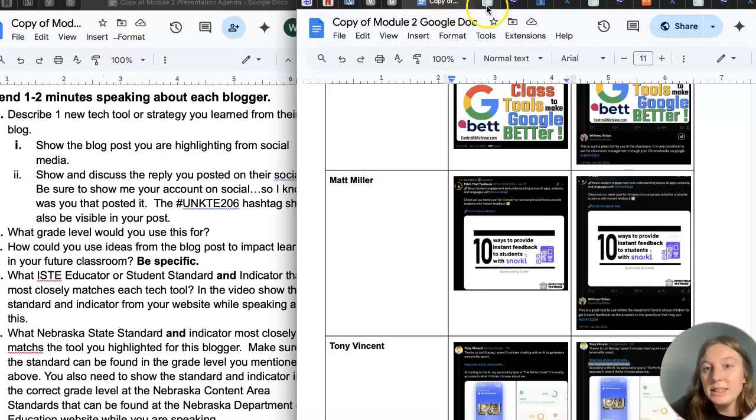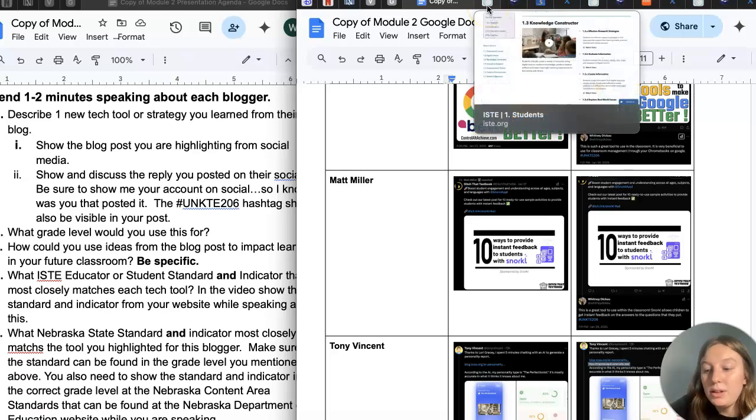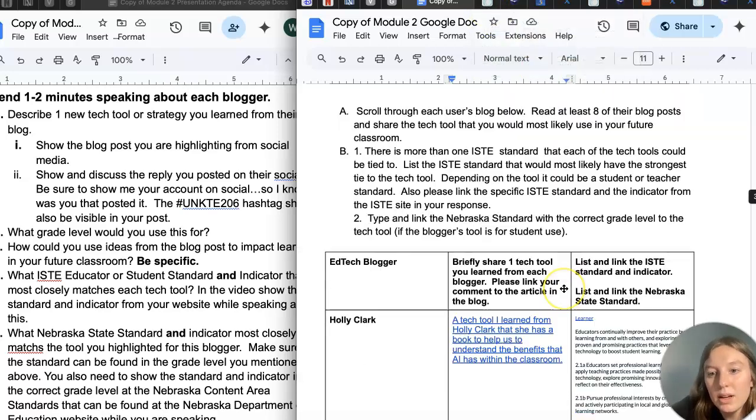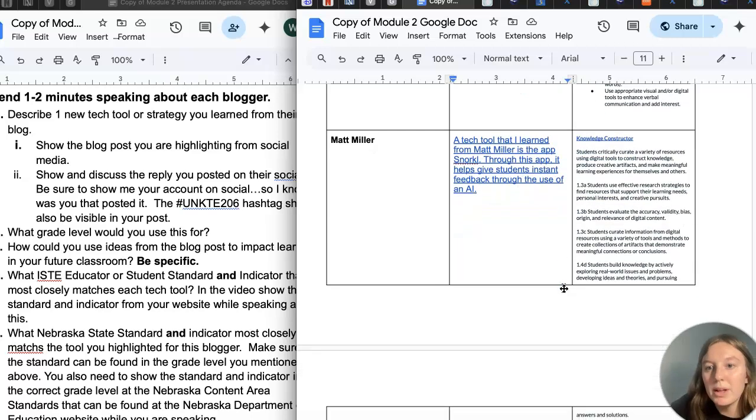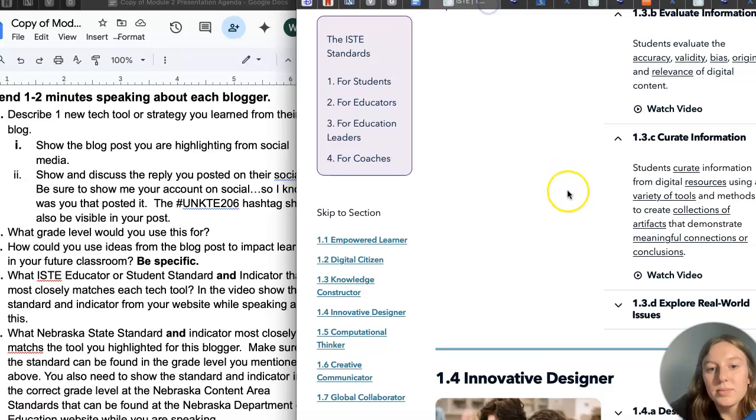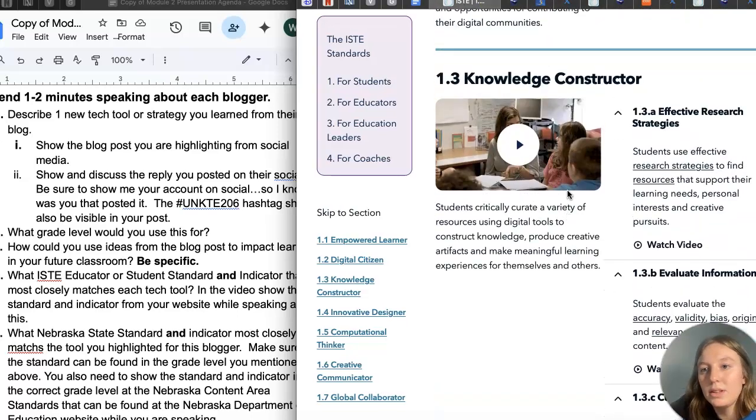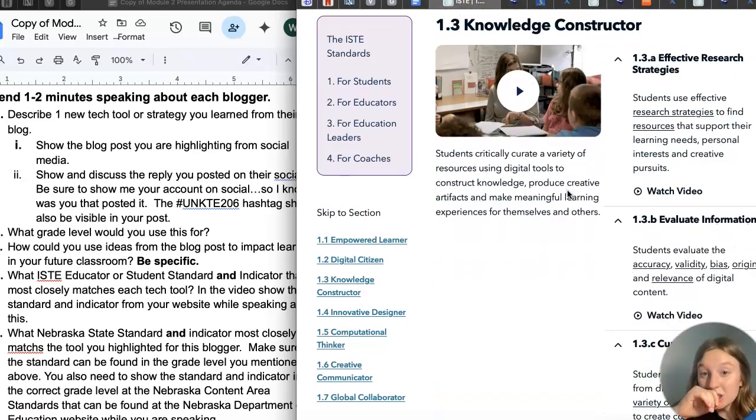For my ISTE standard, I put Matt Miller. I put knowledge constructor. For a knowledge constructor, it says students critically curate a variety of resources using digital tools to construct knowledge, produce creative artifacts, and make meaningful learning experiences for themselves and others.